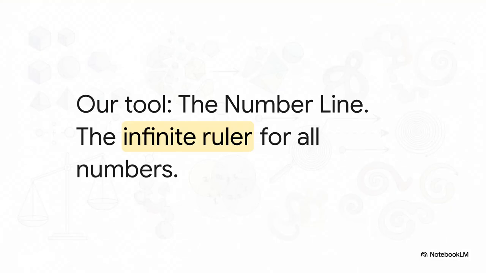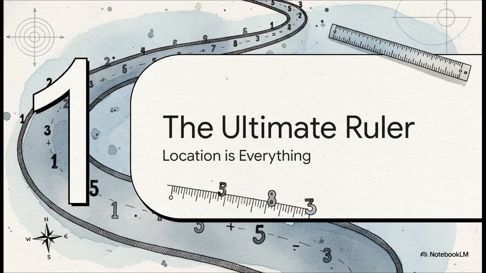And our go-to tool for this whole thing, the number line. The best way to think about it is like an infinite ruler, where every number you can possibly imagine, fractions, decimals, the whole shebang, has its own specific, unique address. So to use this ruler properly, we first need to understand the one fundamental rule of the road.